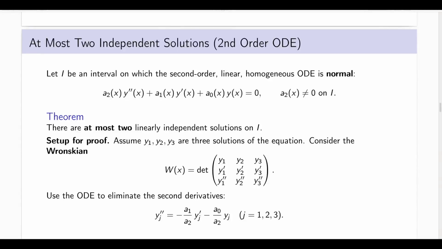Consider again a normal second-order, homogeneous linear differential equation on the interval I. Another important theorem states that there can be at most two linearly independent solutions on such an interval. To prove this, suppose we have three solutions, y1, y2, and y3. We form their Wronskian, the determinant of the 3x3 matrix built from the functions, their first derivatives, and their second derivatives. Next, we use the differential equation itself to replace each y double prime sub j by minus a1 over a2 times y prime sub j minus a0 over a2 times y sub j.